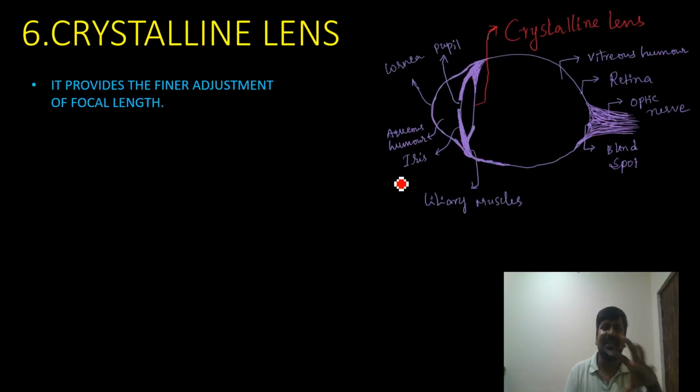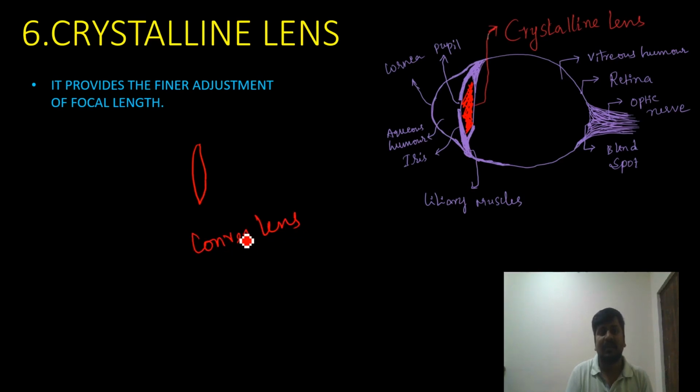Coming to the crystalline lens, so this will be the crystalline lens. Where you can see this portion, the crystalline lens is a convex lens, right? This is about the convex lens. When the light falls on it, it will converge the light rays and make them fall on the retina.